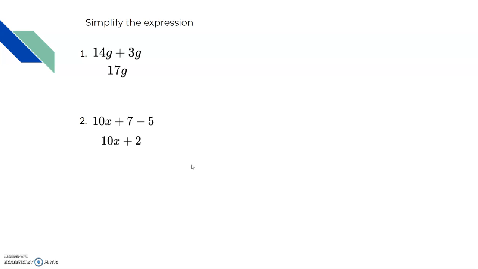For the other two questions, the objective was to simplify the expression. For number 1, we have 14g plus 3g. These two are like terms, and as a result, our answer would be 17g. For number 2, we have 10x plus 7 minus 5. 10x doesn't have another like term to be part with, so it's just there alone. We're not going to touch that. 7 minus 5 are like terms, and the answer for that would be 2.